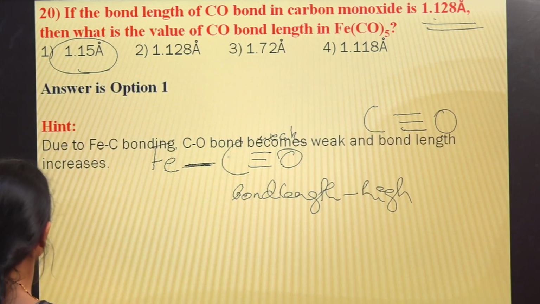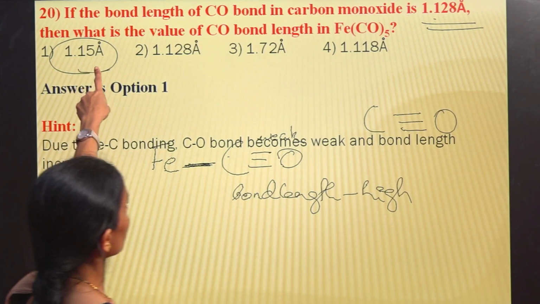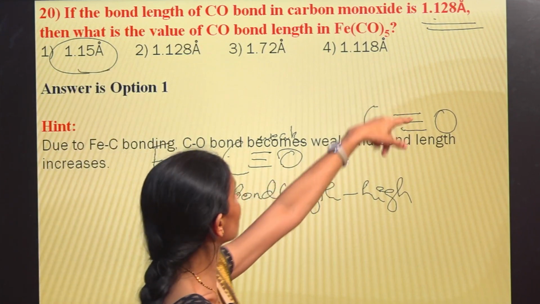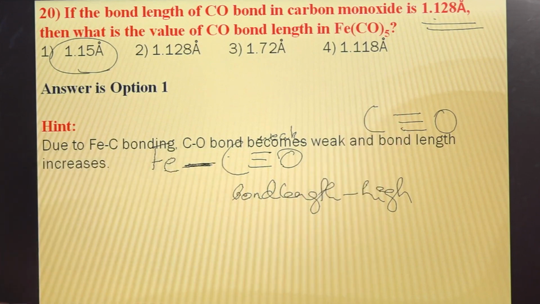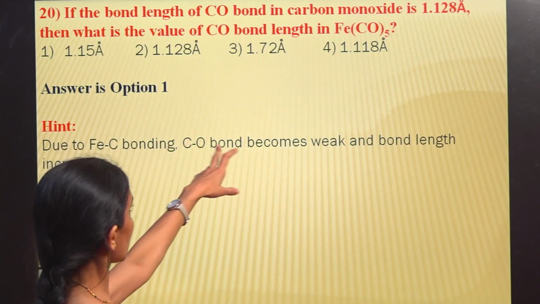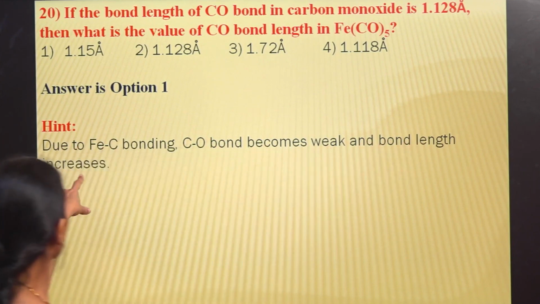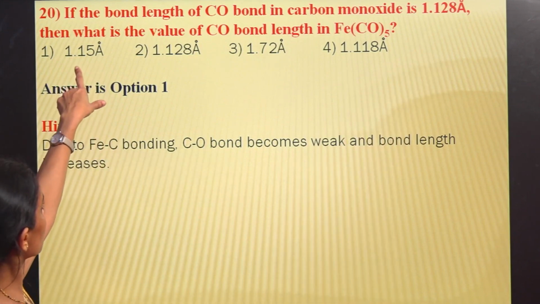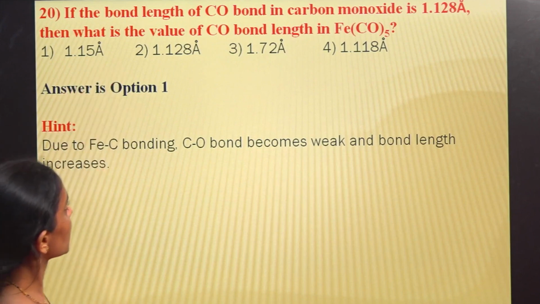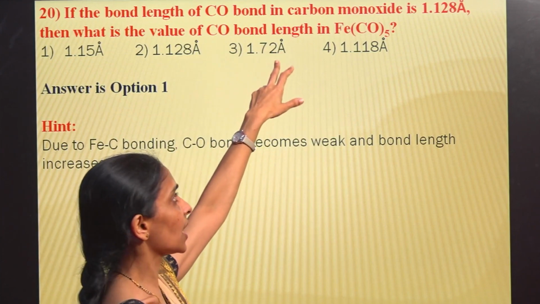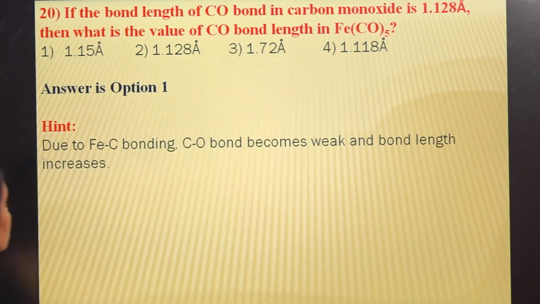So the answer has to be what? It is 1.15 angstrom, slightly higher than the normal triple bond length. Due to metal carbon bonding, CO bond becomes weak and the bond length increases. It becomes slightly more than 1.128. So 1.15 is the answer. Here it is less, here it is the same. This value is very very high, which cannot be the answer. It is slightly higher, that is why this is the answer.